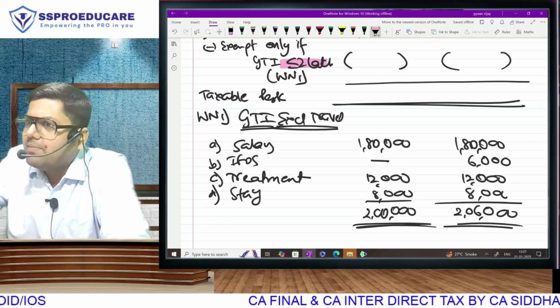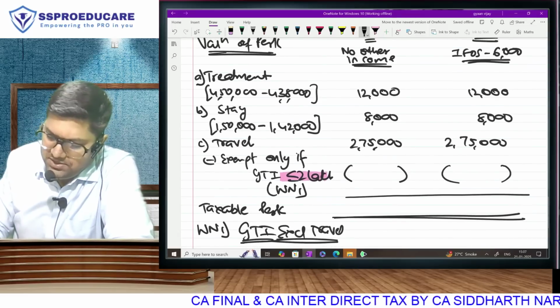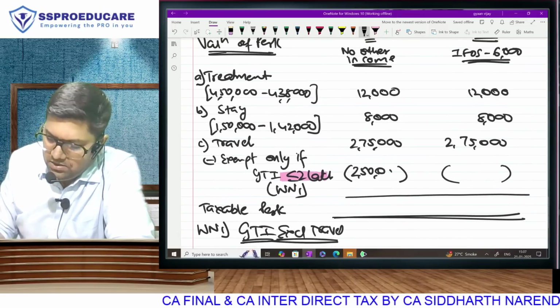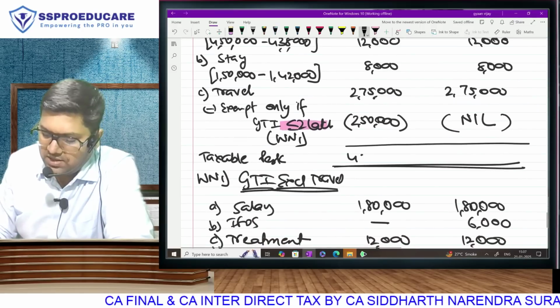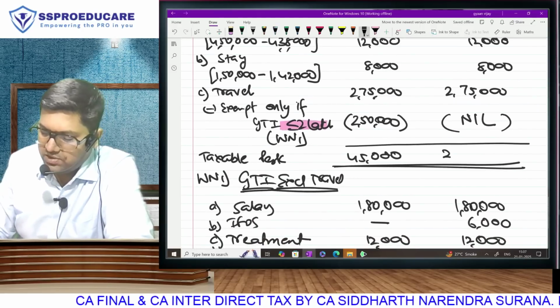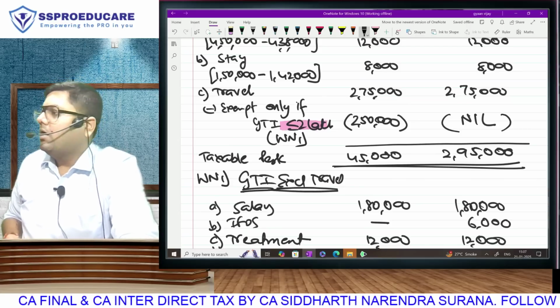In equal to, will you get the benefit? Yes. So in case 1, will we give the benefit? Yes, 2 lakh. But in case 2, we won't, because the income is exceeding the threshold. Accordingly, your taxable perquisite will be 45,000 and 2 lakh 95,000. Understood, everyone?